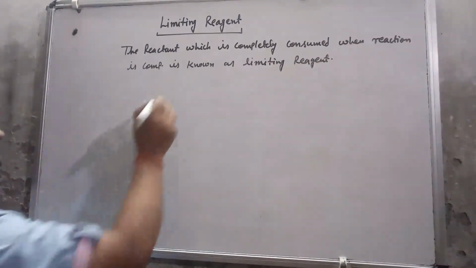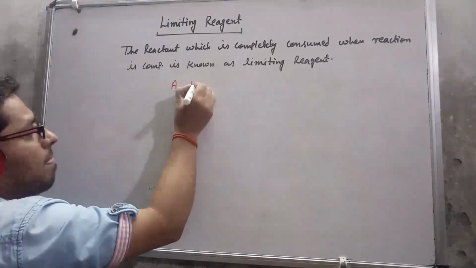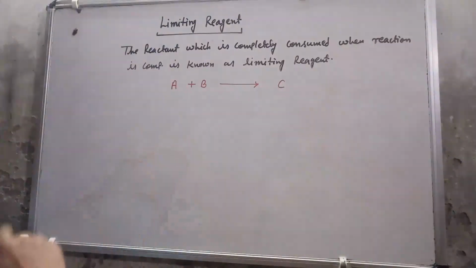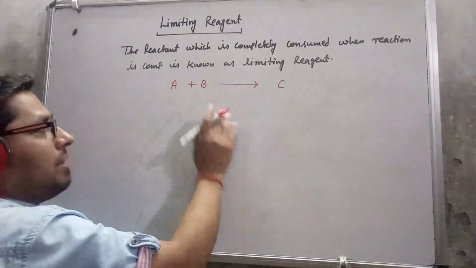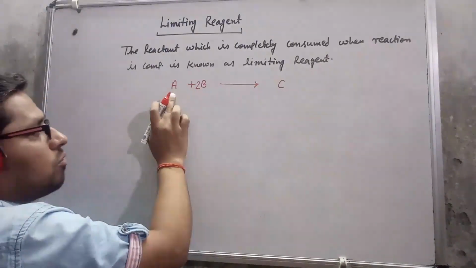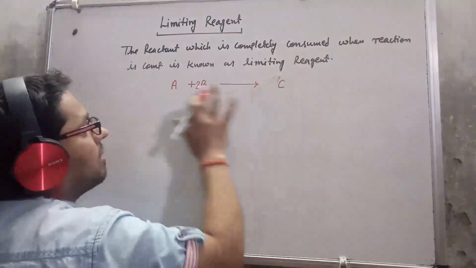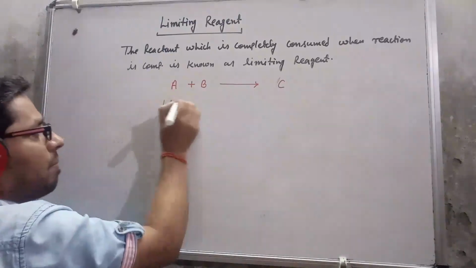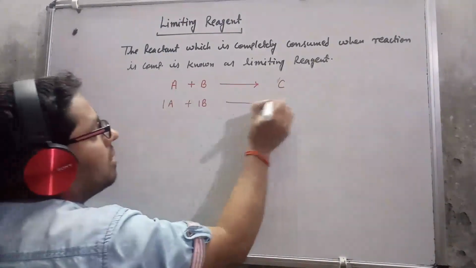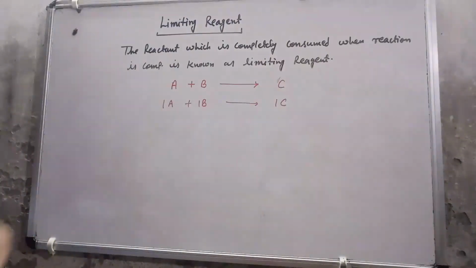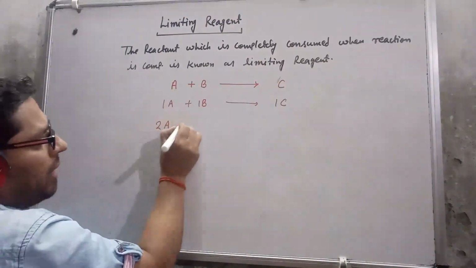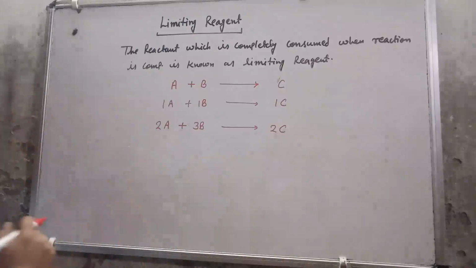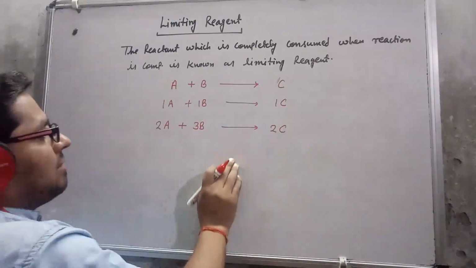Suppose I am having reactants A and B, giving us C. Suppose this is the reaction: A plus B gives C. 1 mole of A reacts with 1 mole of B and gives us 1 mole of C. Now suppose I am having 2 moles of A, 3 moles of B, and I am getting 2 moles of C.